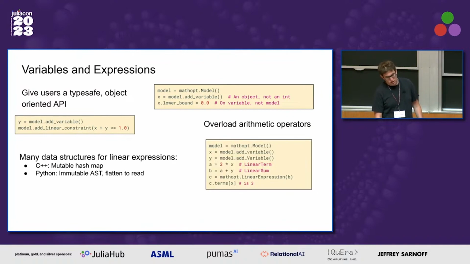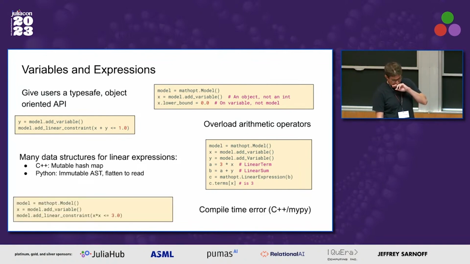And then there's a question of how you want to represent linear expressions. In C++, our linear expressions are just a hash map from variable to double, and then the double offset. In Python, we do something a little more complicated, where when you call multiplication or plus, it actually builds an immutable abstract syntax tree, and then you have to flatten it before you can read it. And why do we do this? We'll see on the next slide. And last, we try to leverage the compiler so that if you say add linear constraint and you add a quadratic constraint, it's an error. You're stopped at compile time.